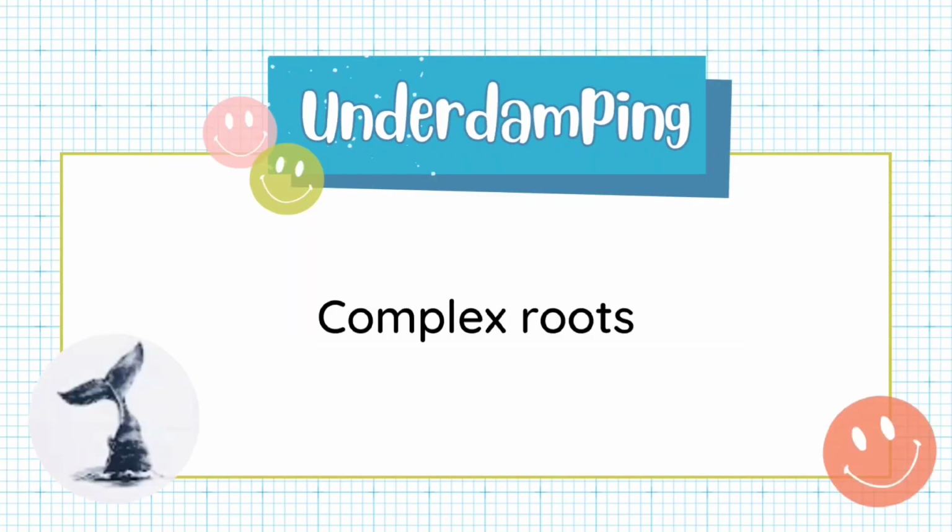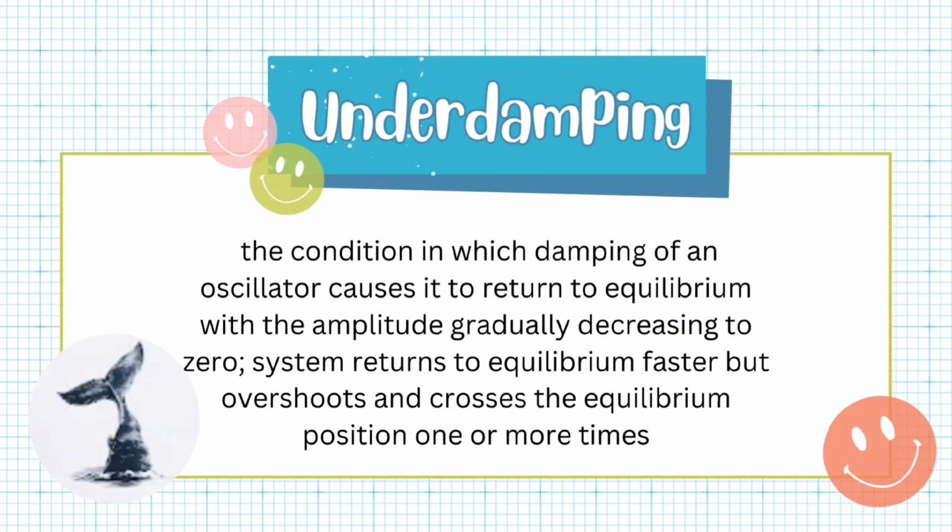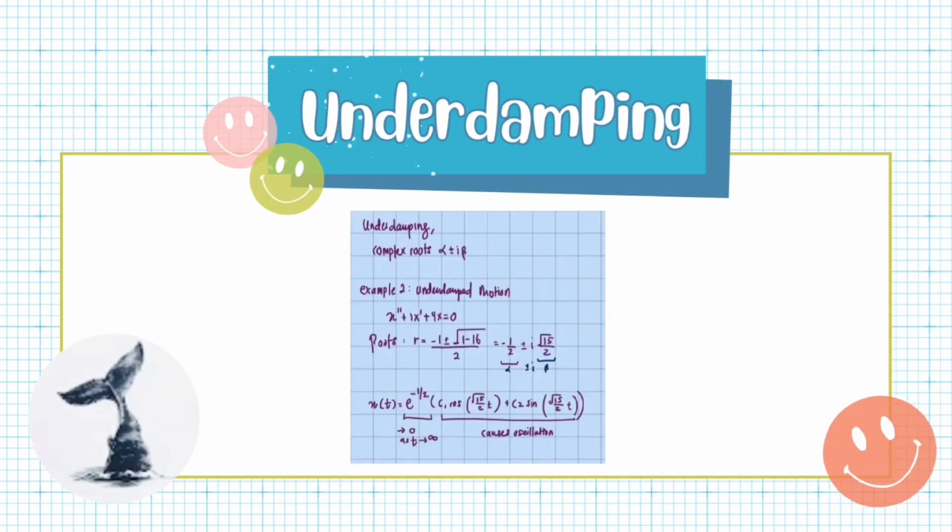Next is underdamping. Underdamping consists of complex roots. We will see an example of this underdamping equation. Underdamping is the condition in which damping of an oscillator causes it to return to equilibrium with the amplitude gradually decreasing to 0. The system returns to equilibrium faster but overshoots the equilibrium position one or more times. This is the example for underdamping.